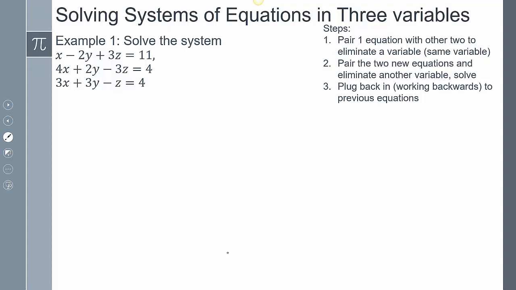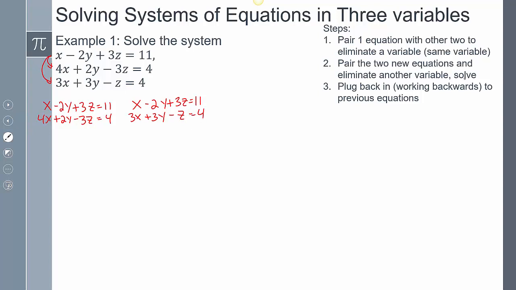So solving this first one in 3 variables, here's a set of steps of what I'm going to do. The first step is I'm going to pair one equation with the other 2 to eliminate a variable, and I want to eliminate the same variable in both. So in this case, I can pair equations 1 and 2 together and 1 and 3 together. So this is equations 1 and 2. This is equations 1 and 3.